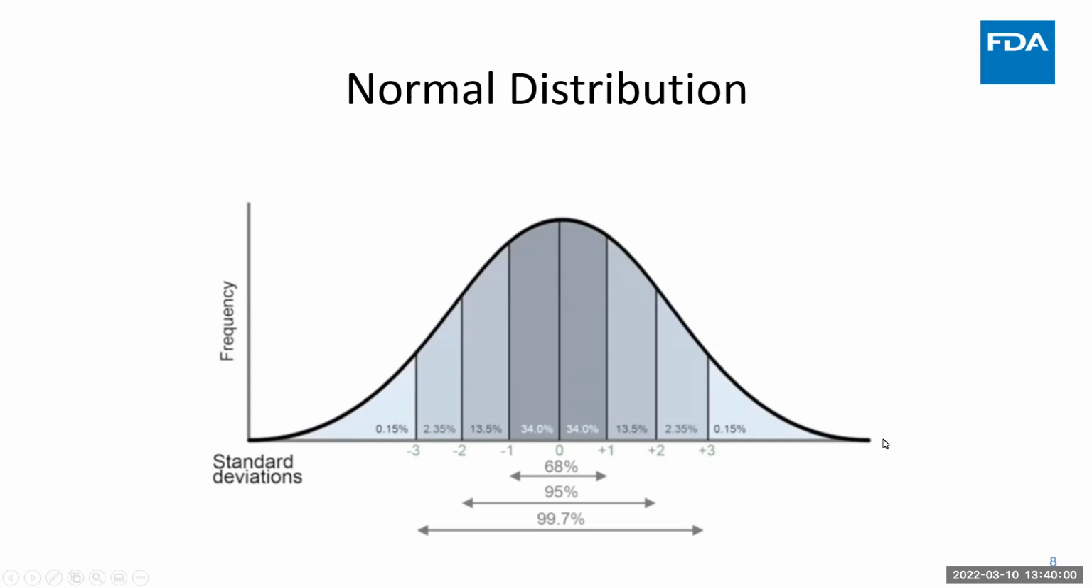Another concept to remember is the central limit theorem. No matter how a population is distributed, all averages of samples drawn from that population will obey this normal distribution. This is going to be important later when we discuss control charts. Next slide, please.